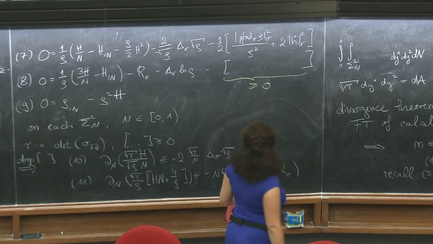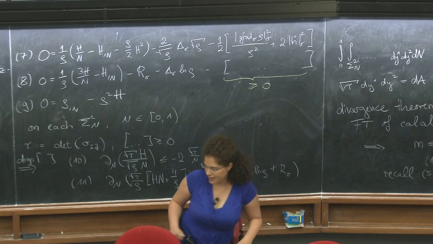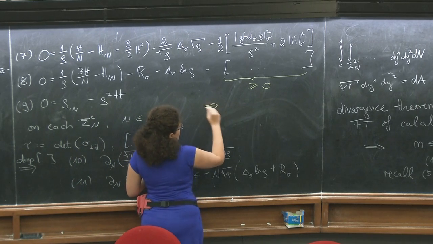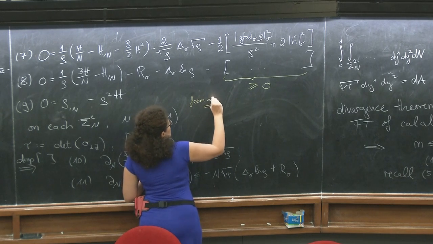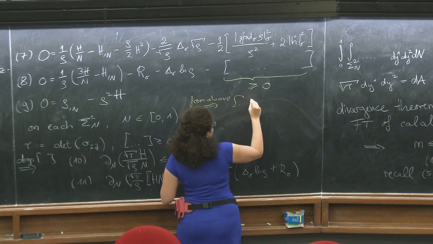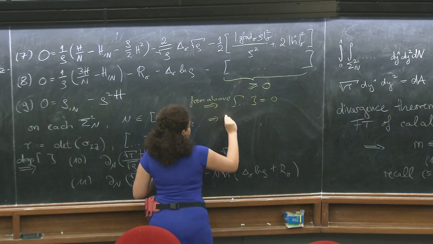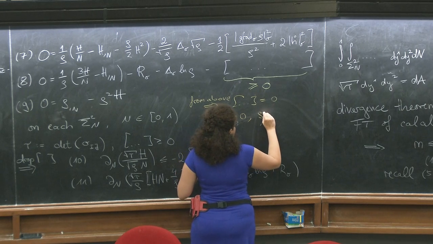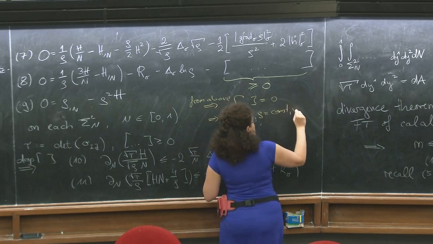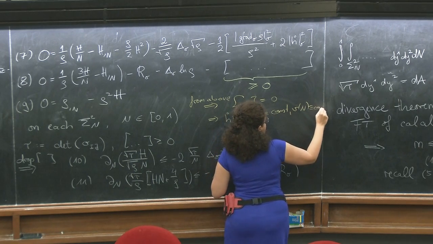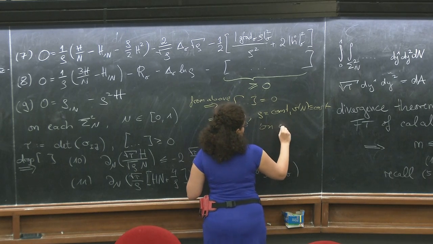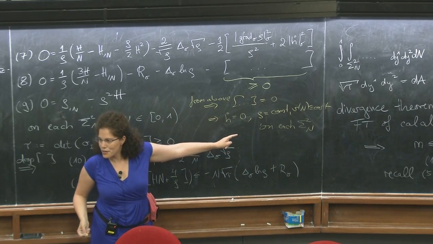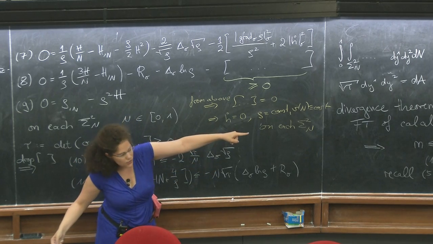I don't have room to write this anywhere, so I'll write it here in a color. So this is from above. The square bracket is 0, so h circle is 0, and rho is constant, and that's nu of n is constant on each sigma 2n. We started knowing that this is true on the horizon. Now we know it on each leaf of the foliation in this picture.